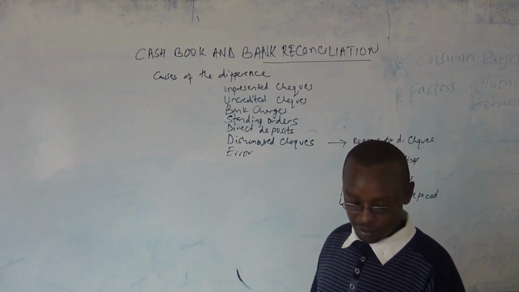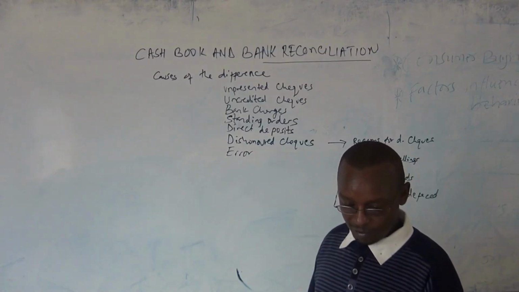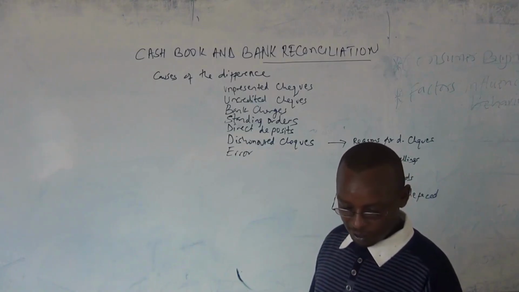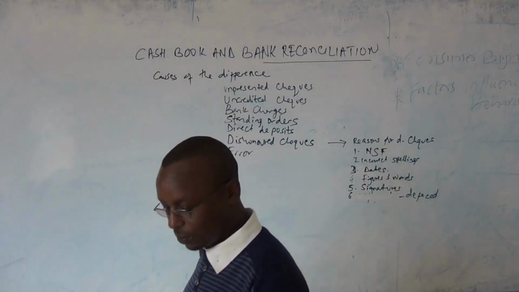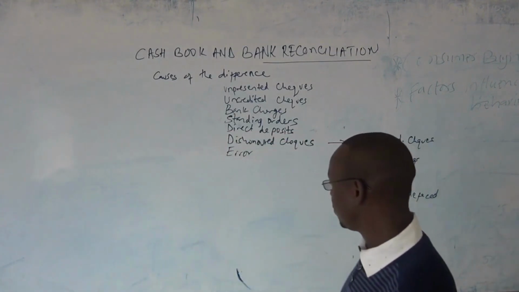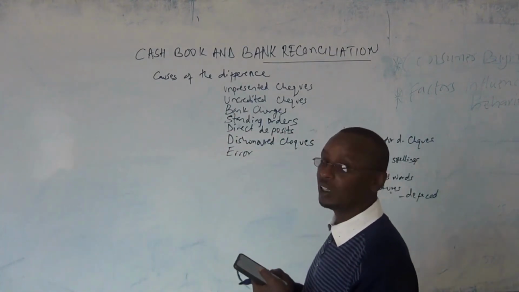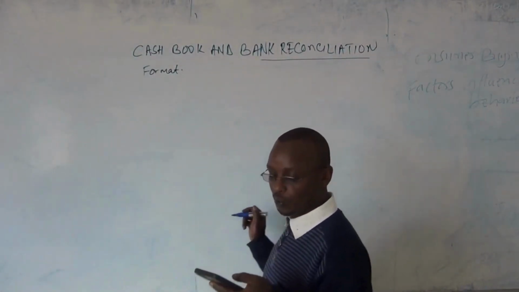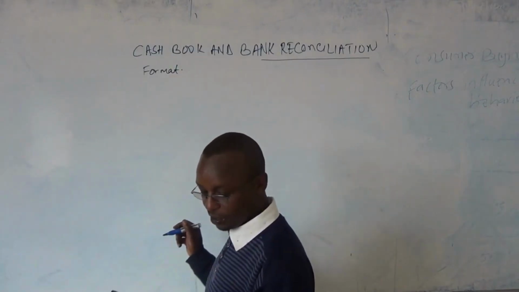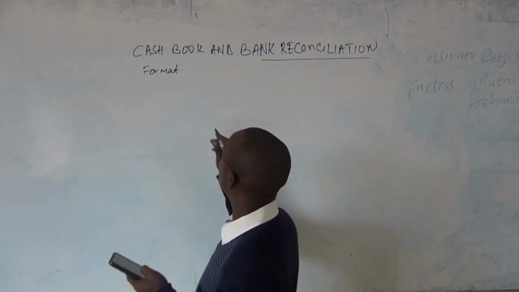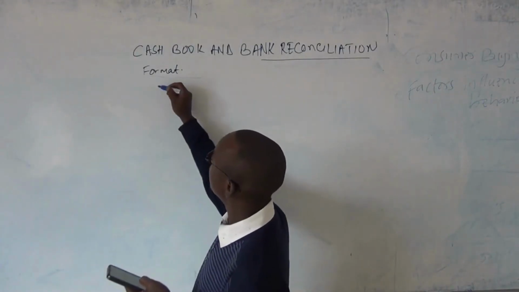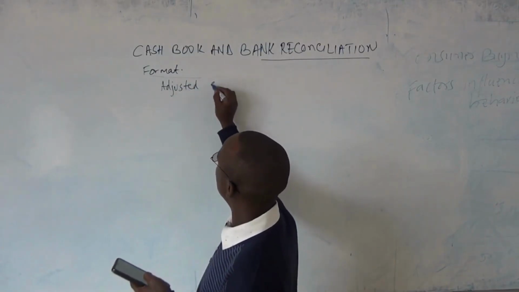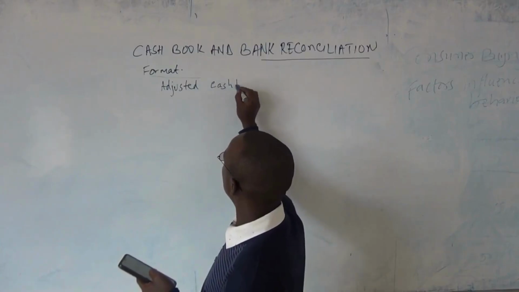So, the reason for the difference. I think I've exhausted all the reasons. If there is any reason that can come up later, I can just put it down. Then from there, let's look at the format. When we want to do a bank reconciliation statement, first of all, we do what? We adjust the cash book. We adjust our cash book.